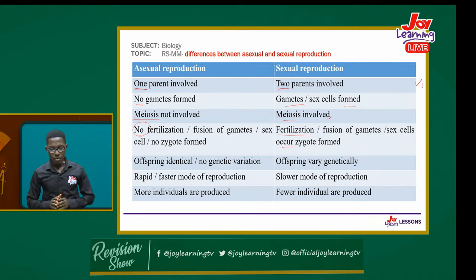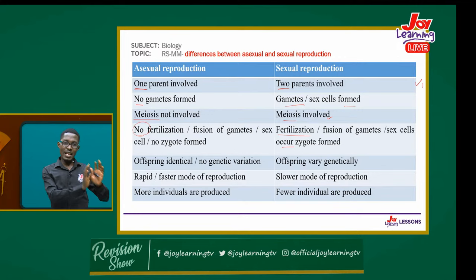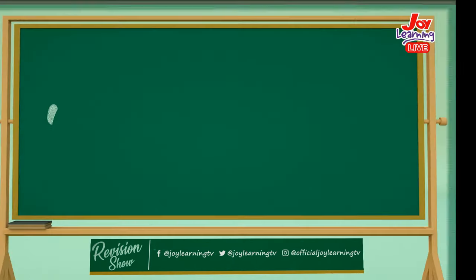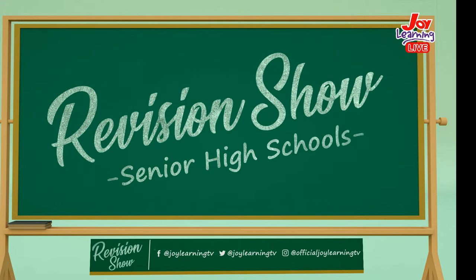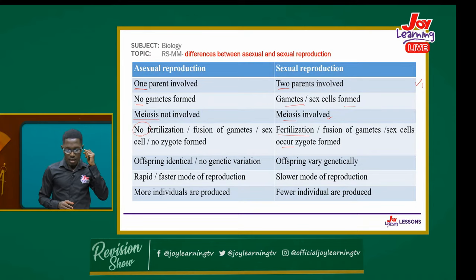So we say that offsprings vary genetically. If you compare the offspring and the father alone, there will be some variation. You compare the offspring and the mother alone, there will be variation. But in the asexual part, it is only the mother that they are comparing the offsprings to. So it's only one parent they are comparing to the offspring. So in that sense, yes, it's easy to compare. You find out they are the same, because you don't need another parent to be involved in asexual reproduction.